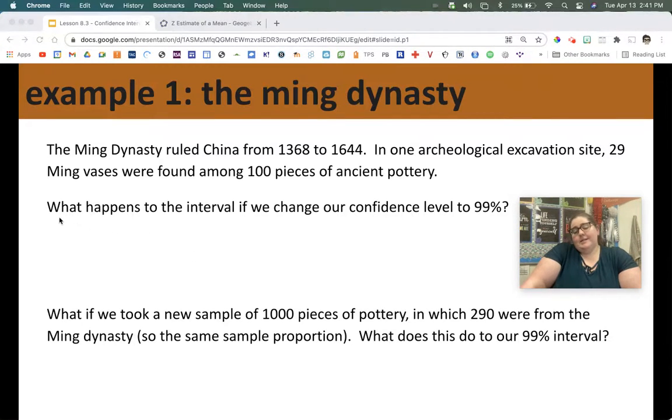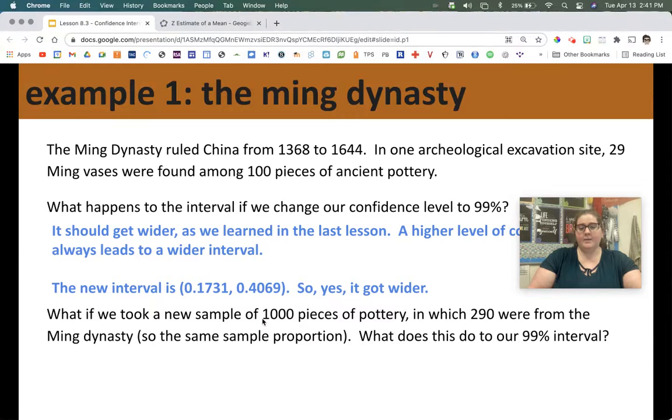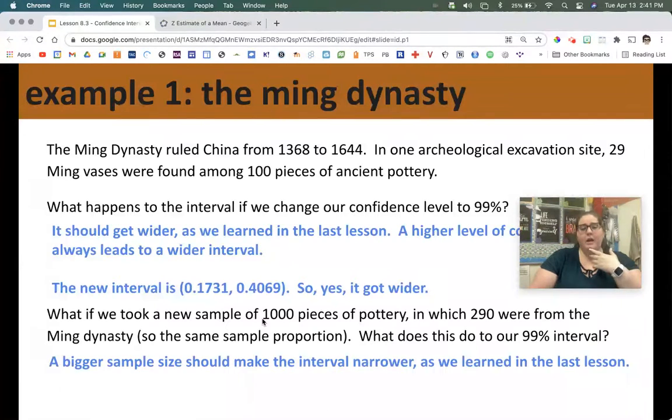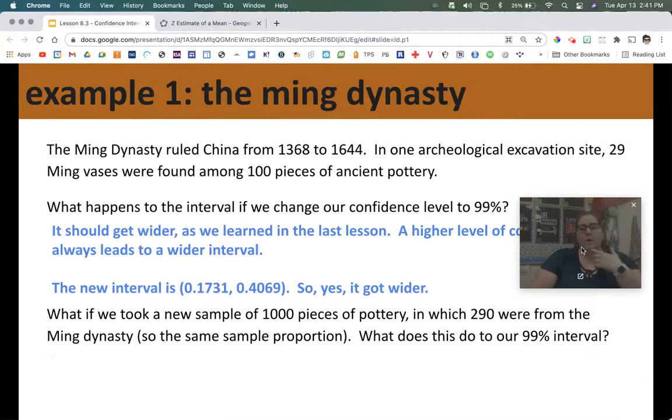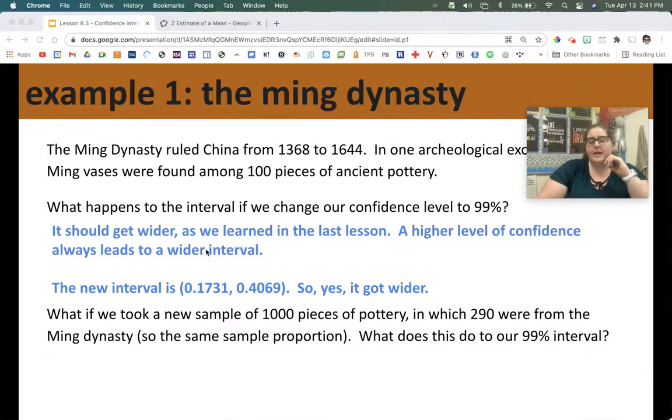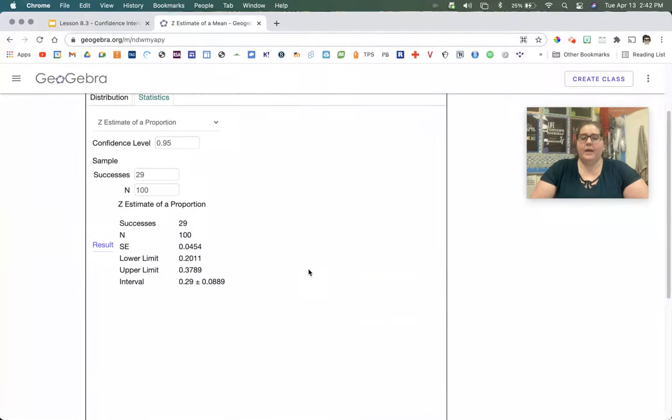So the next example says, what happens to the interval if we change our confidence level to 99%? Now, you may remember from the last lesson, we found that when we upped our confidence level, the interval got wider. And that was something that we talked about a little bit. So what we learned in the last lesson is that it should get wider because a higher level of confidence always leads to a wider interval. But let's go ahead and look in our website.